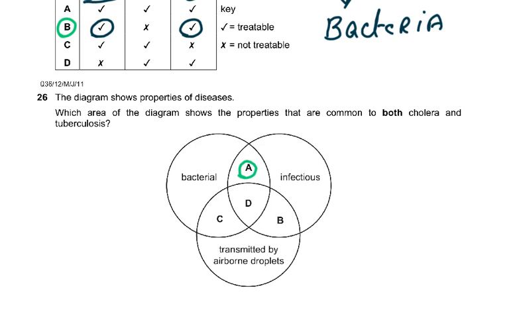The diagram shows properties of diseases. Which area of the diagram shows the properties that are common to both cholera and tuberculosis? Both are bacterial diseases and both are infectious. So that's why the answer was A. It is not transmitted by airborne droplets; only TB is transmitted by airborne droplets, not cholera. So when you have these Venn diagrams, you've got to understand which two circles overlap. So A was the answer: bacteria and infectious was the common thing.